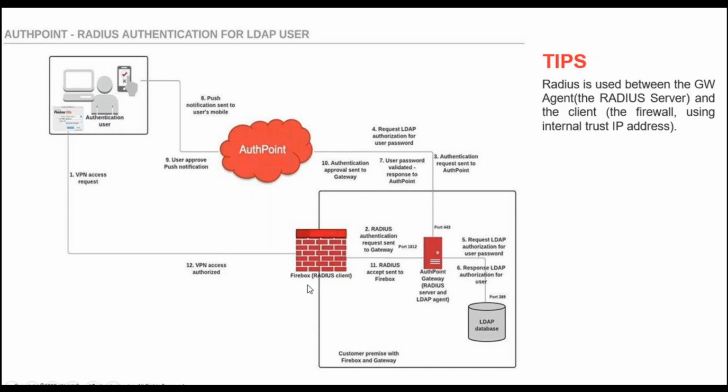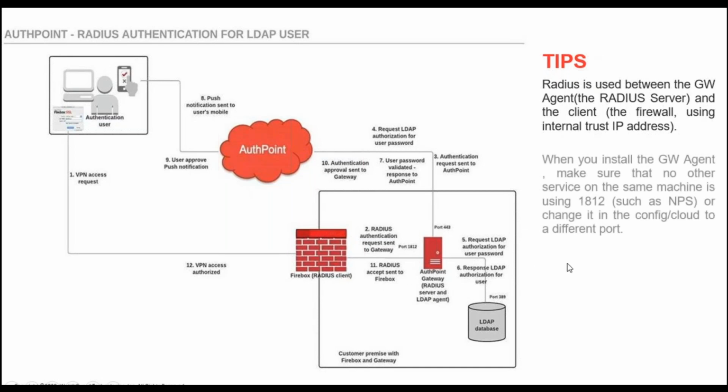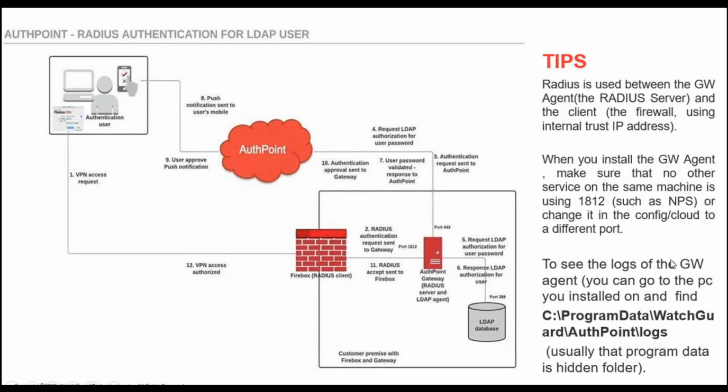Some things to keep in mind: the gateway agent is the RADIUS server, and the Firebox or the firewall is going to be your RADIUS client. If you're going to install this gateway agent on a server that already has NPS on it, you have to change the port from 1812 to something else. Also, when it comes to troubleshooting related to the gateway agent, the logs are under a hidden folder, ProgramData, WatchGuard, AuthPoint logs, so that you can see whenever you do the installation of the gateway whether the communication is okay or not. Maybe you have a two-layer firewall that is blocking the communication between these two components.